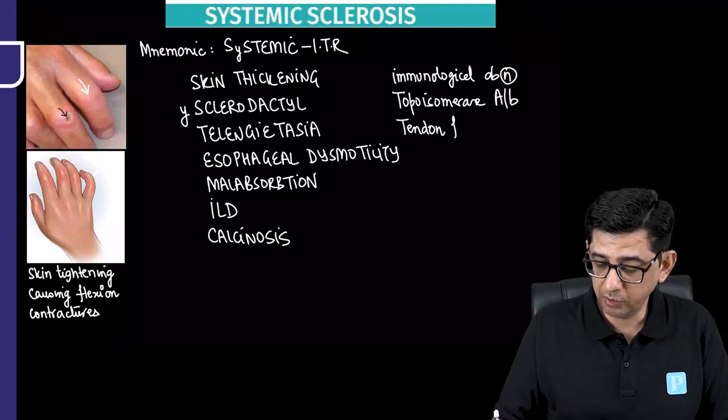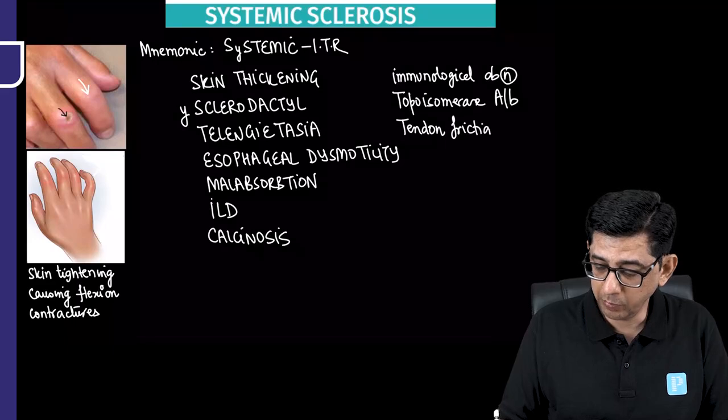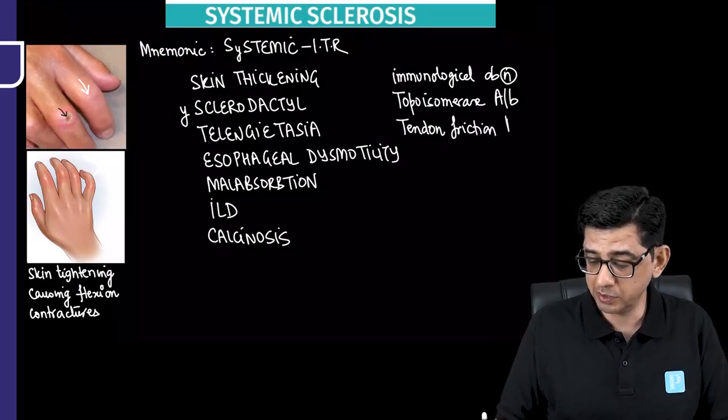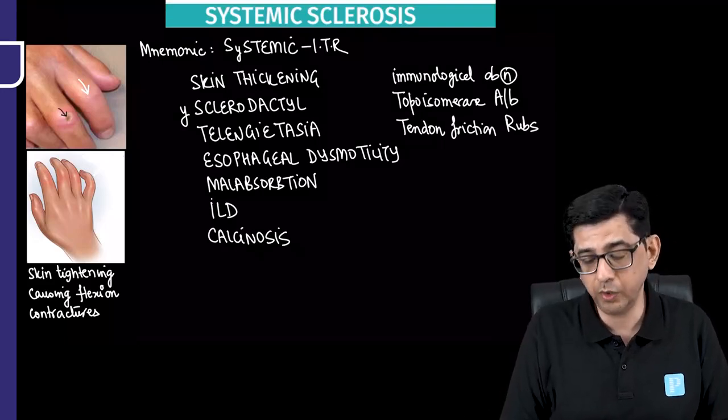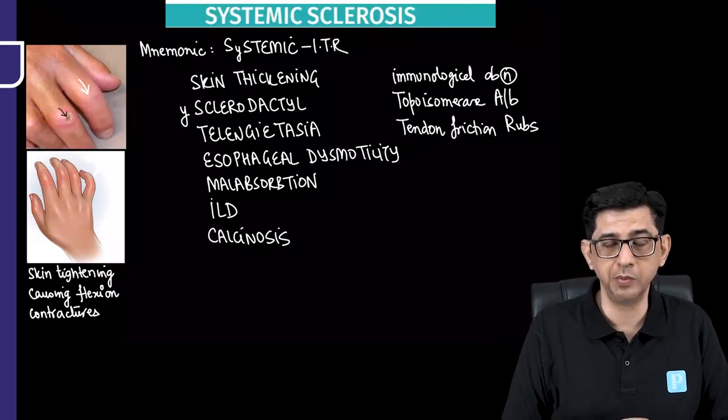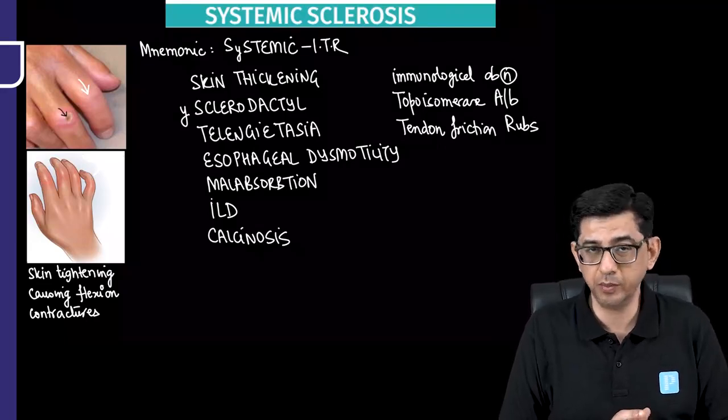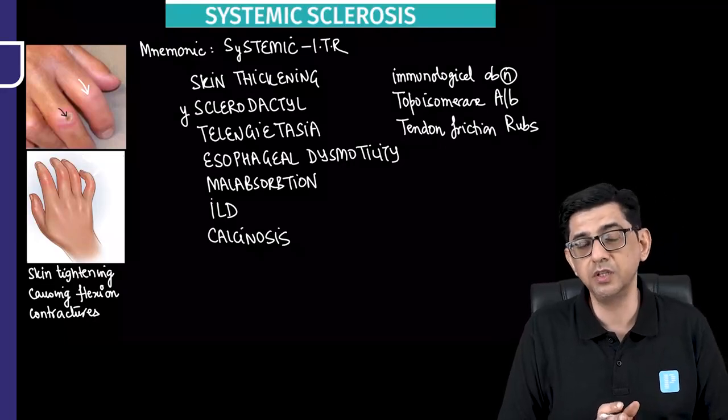And that is why we are having audible tendon friction rubs in these patients. Traditionally, we read about pleural rub and pericardial friction rub, but today I'm teaching you about tendon friction rub. That's because of the contracture, the fibrosis, and the calcification that would be occurring in the tendons.